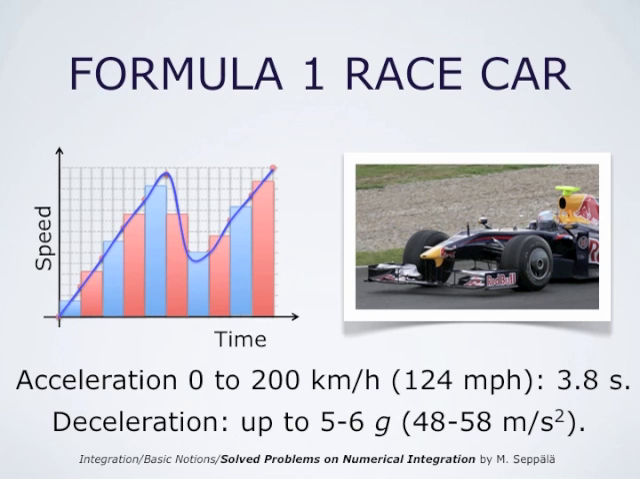The speed data corresponds to that of a Formula 1 car in this example. They are incredibly fast. A typical acceleration of a Formula 1 car from 0 to 200 kilometers an hour, that is from 0 to 124 miles per hour, takes about 3.8 seconds. The braking is even more incredible. The braking deceleration is up to 5 or 6 G. That means 48 to 58 meters per second squared. So they accelerate incredibly fast and brake even faster.